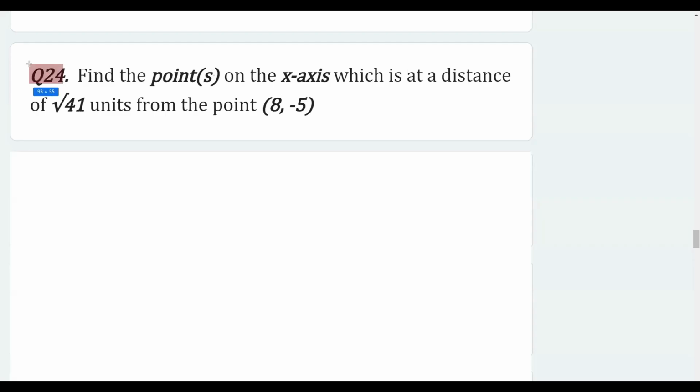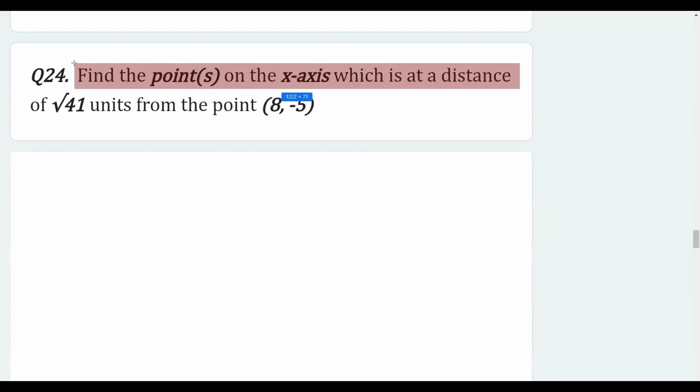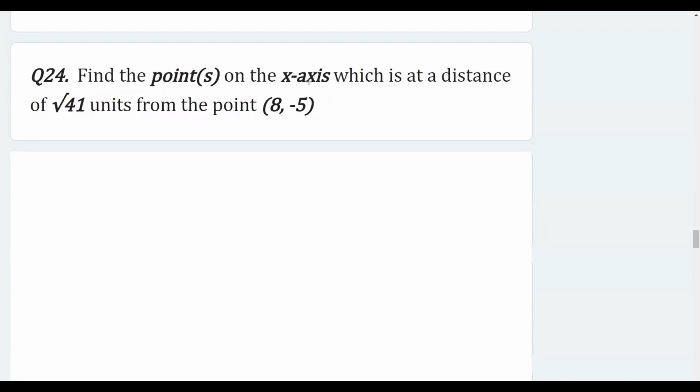We reach question number 24 of this sample paper. It says, find the points on the x-axis which are at a distance of root 41 units from this point. Now, we know that any point on the x-axis is in the form of x comma 0, right? Any point, if I take throughout this x-axis, here the y-coordinate is 0.